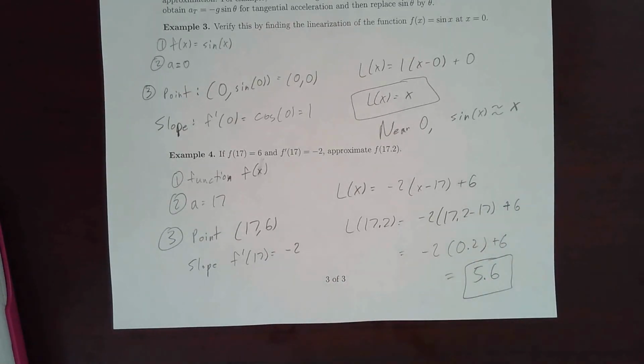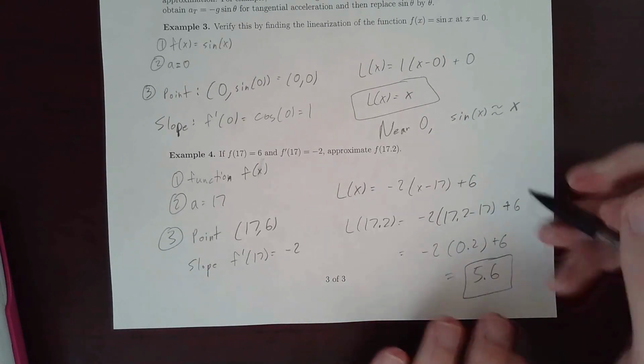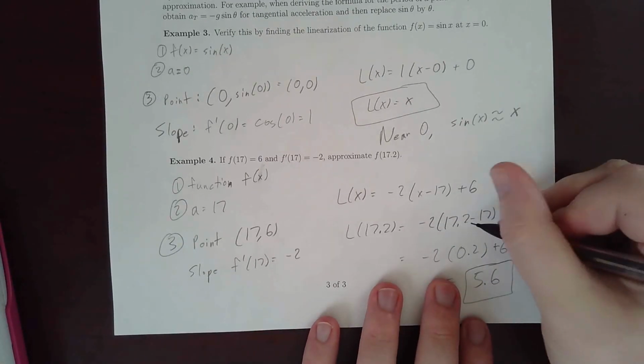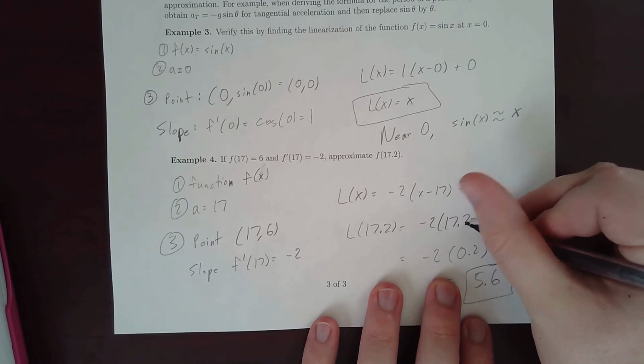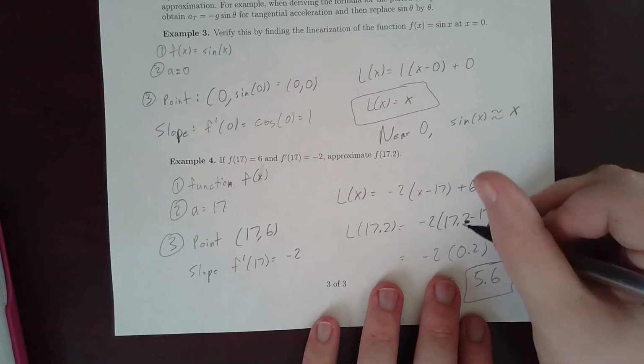So this will be our idea with this linearization, is we're just trying to get nearby values, use it to create a tangent line, and use that tangent line and rewrite it in a way that allows us to find values that are close by.